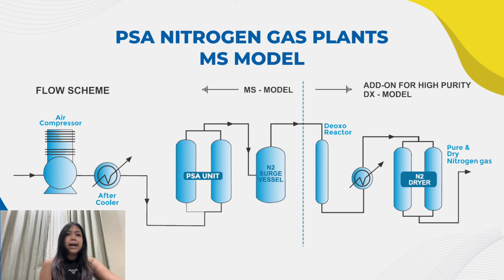If the nitrogen gas needs to be of very high purity, a deoxo reactor might be used. In a deoxo reactor, a small quantity of hydrogen is mixed with the nitrogen gas and passed over a catalyst at high temperature. Any remaining traces of oxygen react with the hydrogen to form water, which can be easily removed.